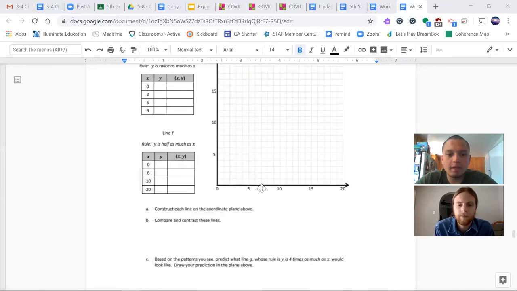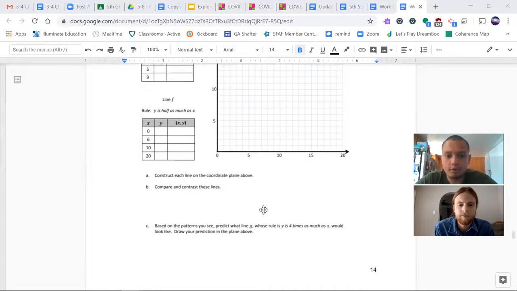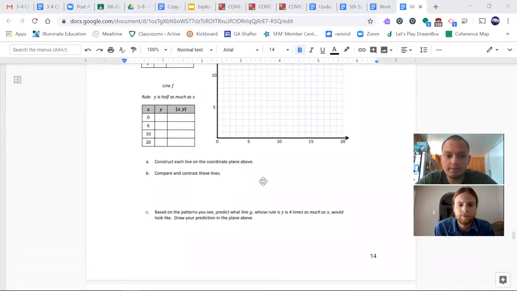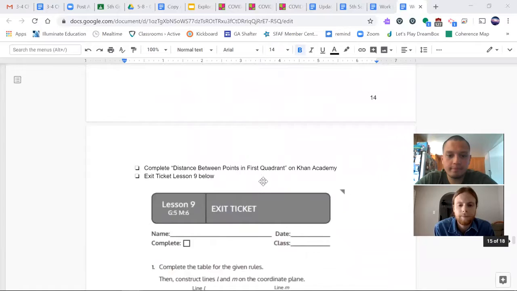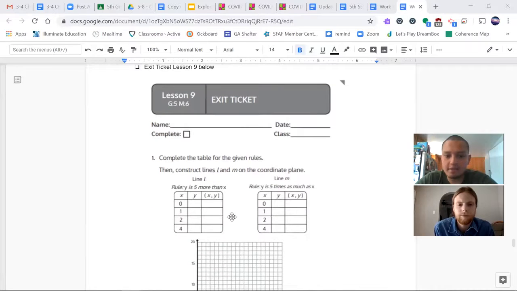Once their points are plotted, they will draw a line through those coordinates. And they'll be asked to compare and contrast the lines. More information about the Khan Academy assignment, the assignment online, and the exit ticket on Flipgrid.